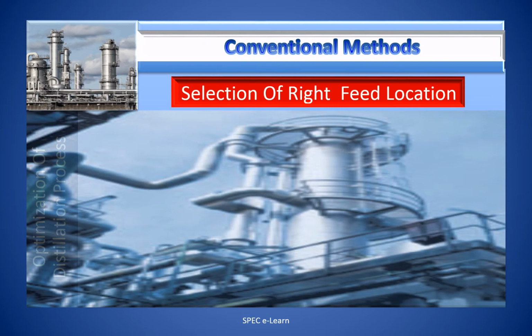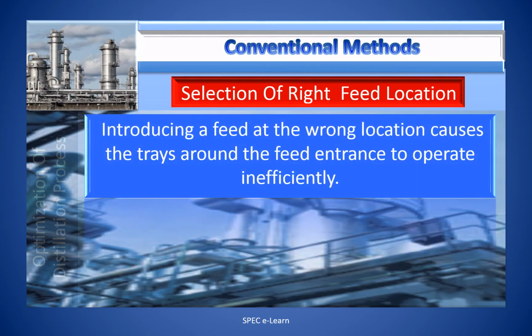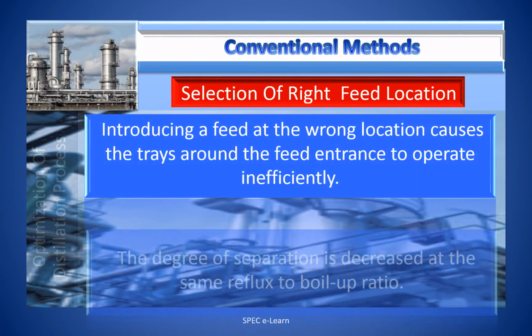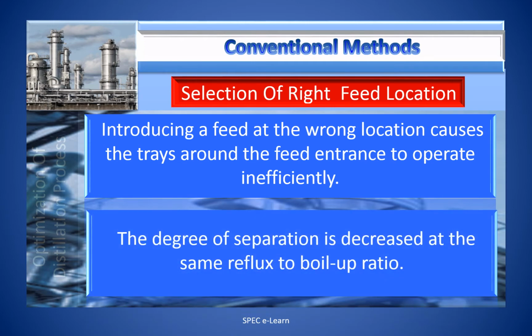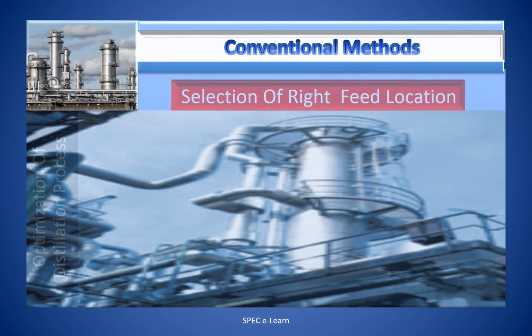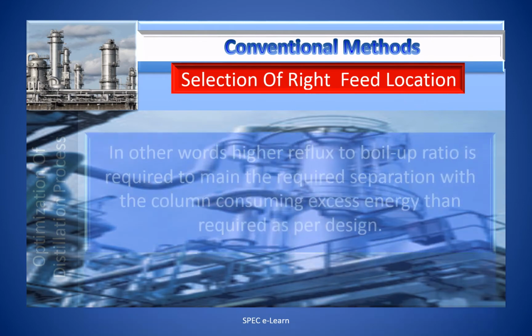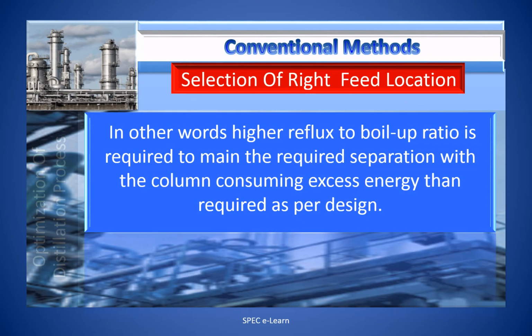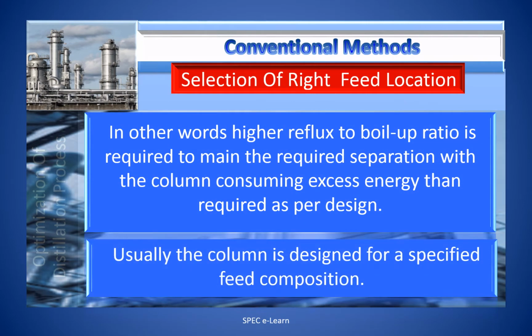Introducing the feed at the wrong location causes the trays around the feed entrance to operate inefficiently. The degree of separation is decreased at the same reflux to boil-up ratio. In other words, a higher reflux to boil-up ratio is required to maintain the required separation, with the column consuming excess energy than required as per design. Usually the column is designed for a specified feed composition.